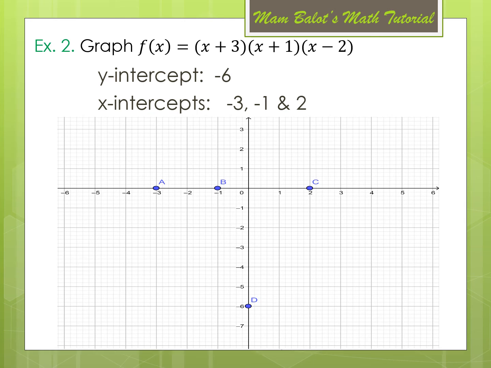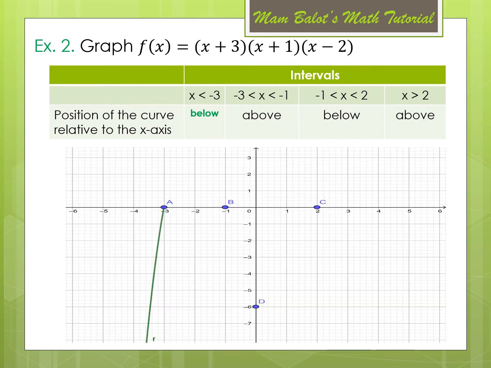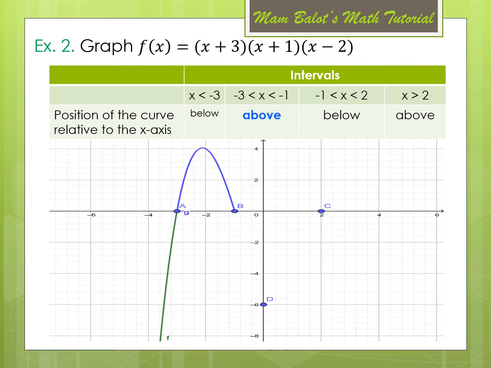Points A, B, C, and D there are the intercepts of our function. If we have the result of the table of signs, then if x is less than negative 3, the curve would be below. If we plot that one, it would look like this, in green color, below the x-axis for the numbers less than negative 3. And then from negative 3 to negative 1, the curve would be above the x-axis.